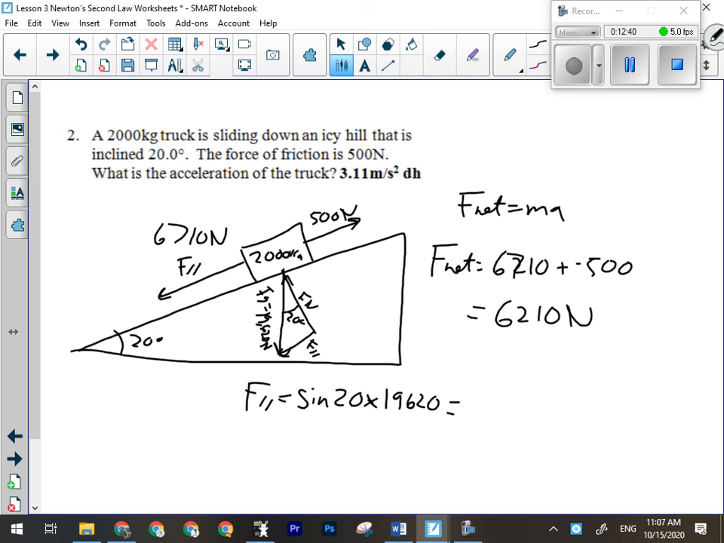Now that I have that, I can use F equals m times a. So my acceleration will be 6,210 divided by the mass of the truck, which is 2,000 kilograms, and that will give us our 3.11 meters per second squared down the hill.